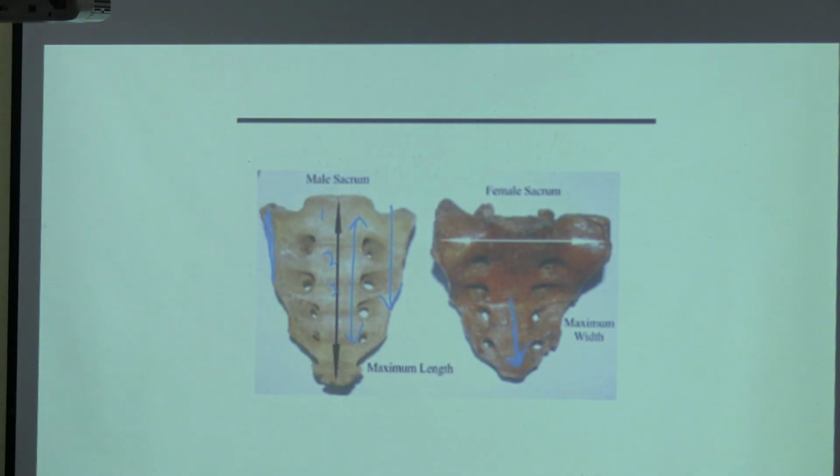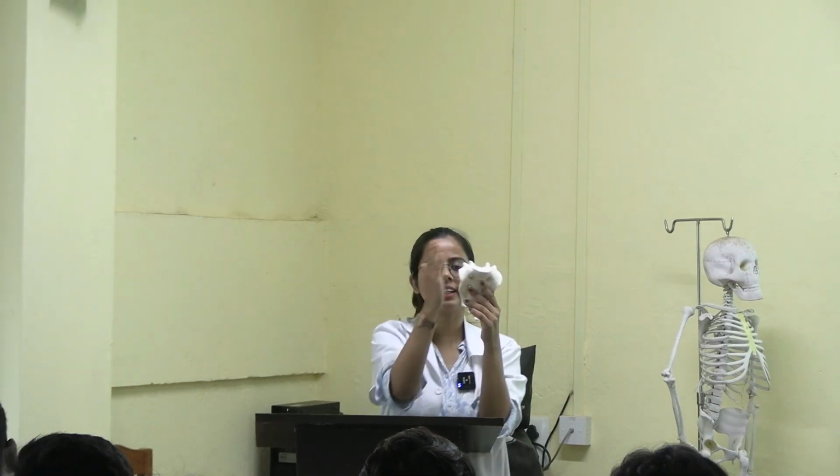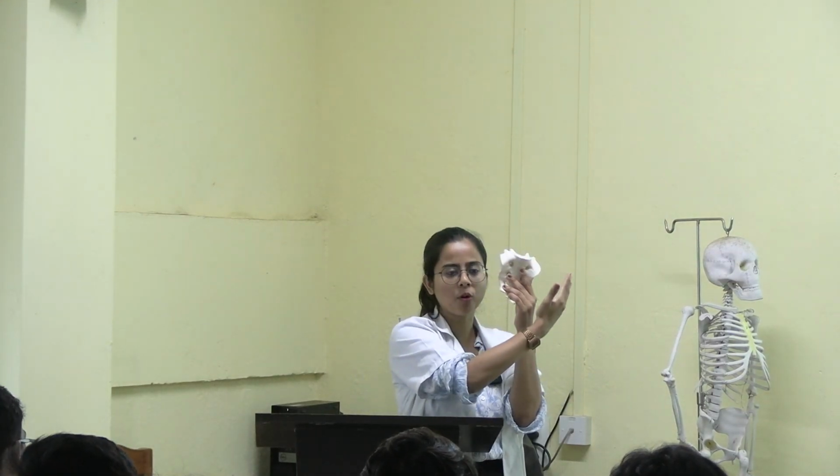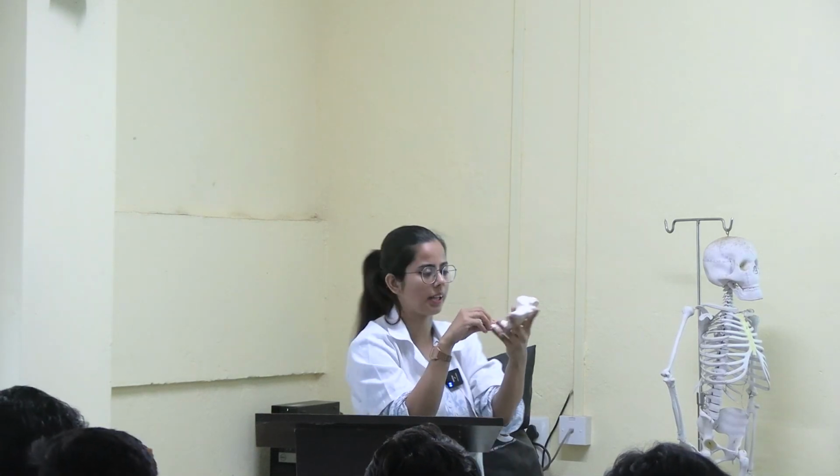I'm repeating again. Basically the sacrum is a flattened triangular bone. Clear? On either side it articulates with the ilium of the hip bone to form the sacroiliac joint. Clear? How is the sacrum formed? The five sacral vertebrae fuse with each other to form the sacrum. Clear?